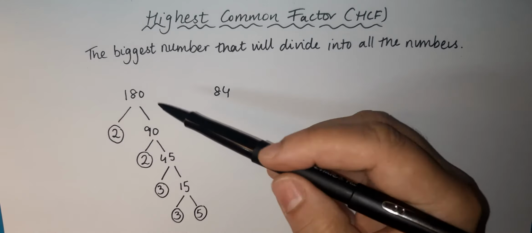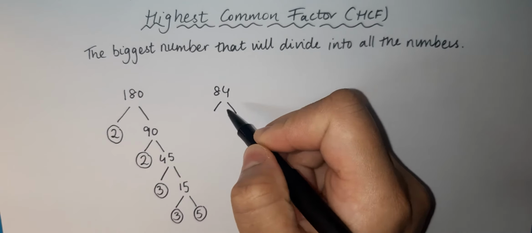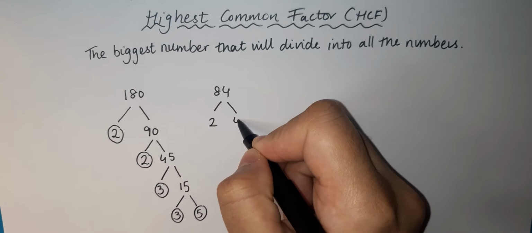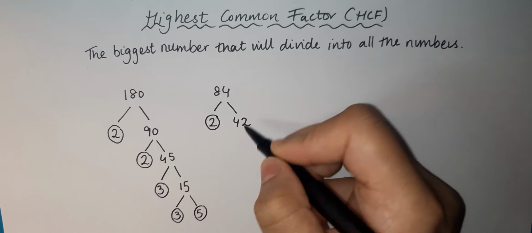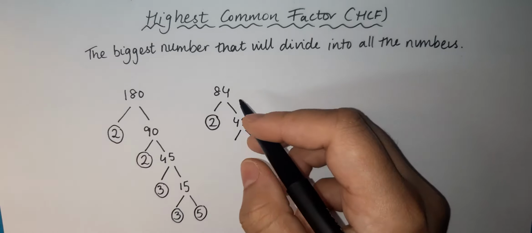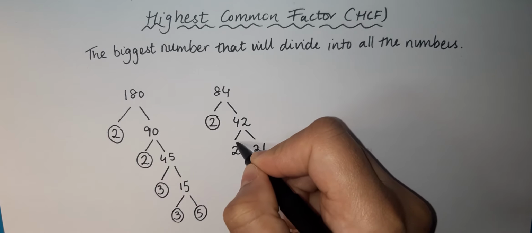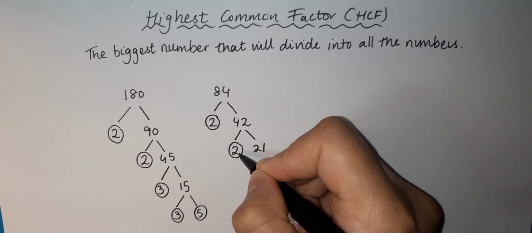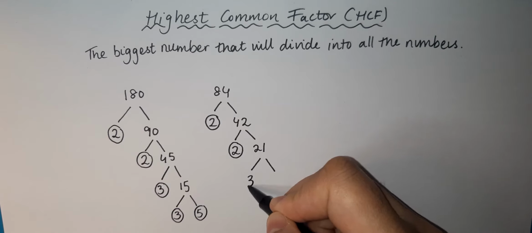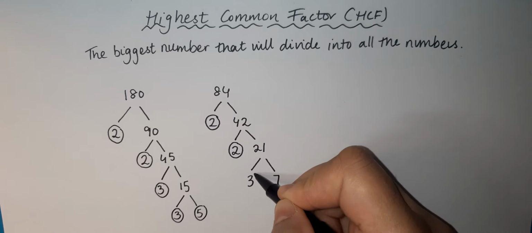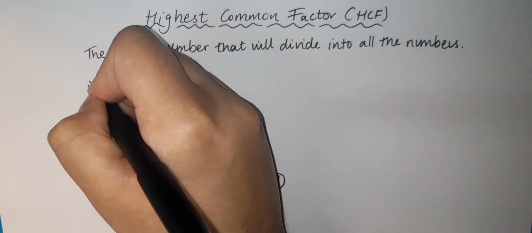Now if we look at 84, we need to do this one as well. We can break it down to 2 and 42. Because 2 is prime, we circle it. 42 can be broken down into 2 and 21. Again, here 2 is prime, so we circle it. And then 21 can be broken down into 3 and 7. And 3 and 7 are both prime numbers, so we circle them. This is step number 1.